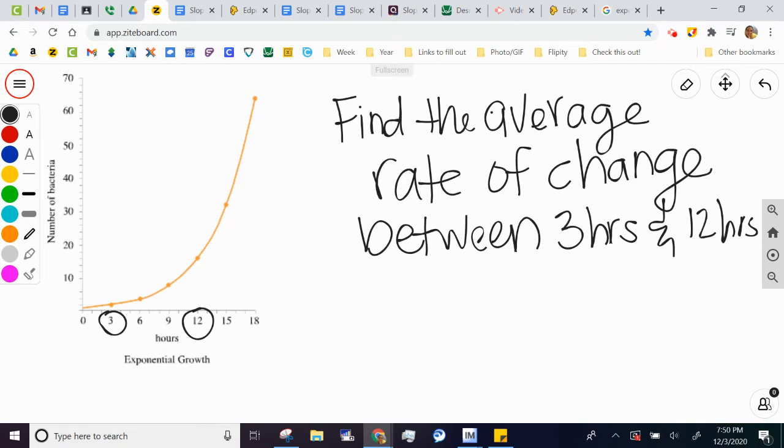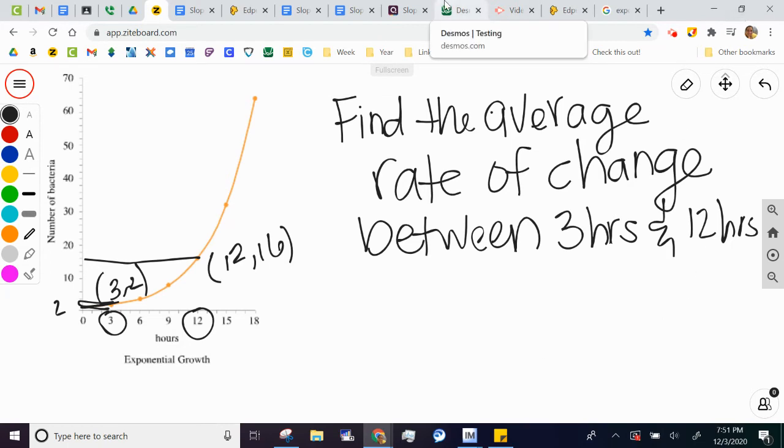So if they told us to find the average rate of change between 3 hours and 12 hours, what we're going to be doing is finding the slope between those points, and that'll be our average rate of change. So first we need to find out what that's at. So 3 is at, 1, 2, 3, 4, 5 tick marks between 10, so each of them counts for 2. That looks like it's at 3, 2. And if I look at 12, it goes to about there. So that's 12, 14, 16. So 12, 16. This is just the average rate of change, so if we got it slightly wrong, that's okay.